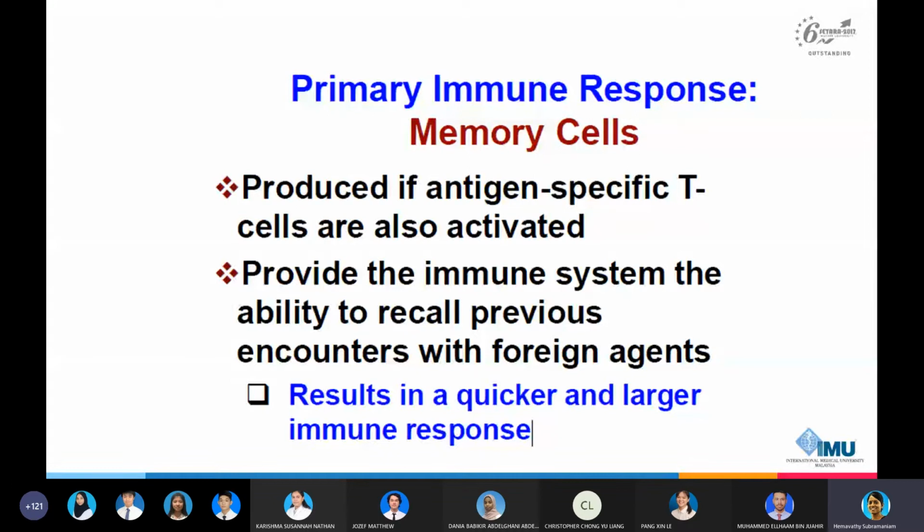Not very sure. Okay. Generally, when we talk about memory cells, they are produced if antigen-specific T cells are activated. They provide the immune system the ability to recall previous encounters. With that, it will result in a quicker and larger immune response. So that is the function of your memory cells.